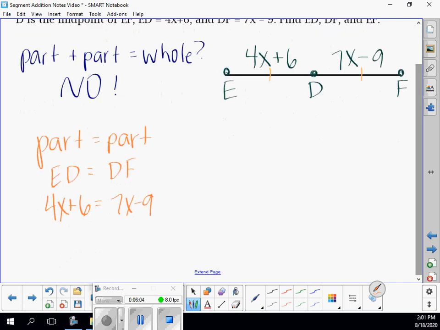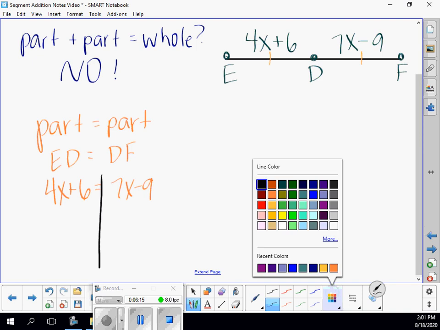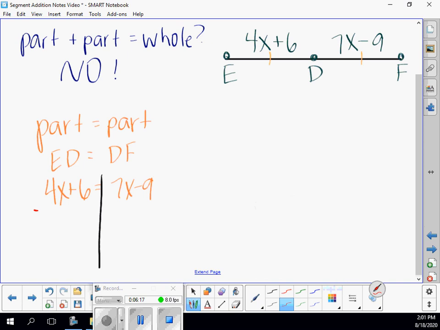Again, build your wall. Are there any like terms on either side? No, I don't see any. So let's get our x's together. To do that, I'm going to minus 4x. If there's no sign there, that means it's positive. So I'm minusing it to get it to the other side.